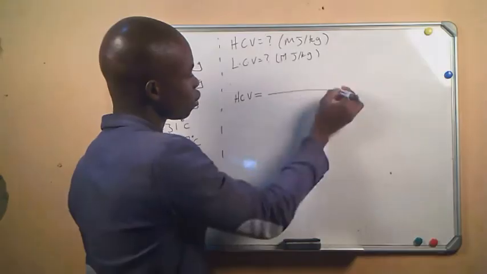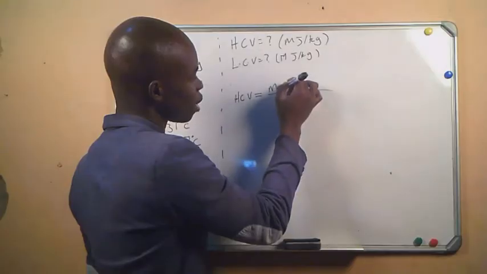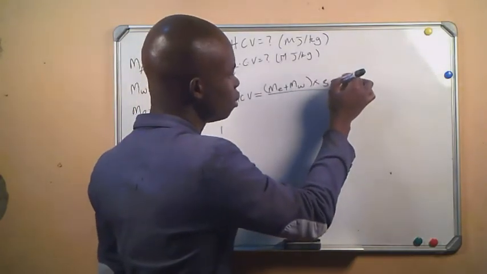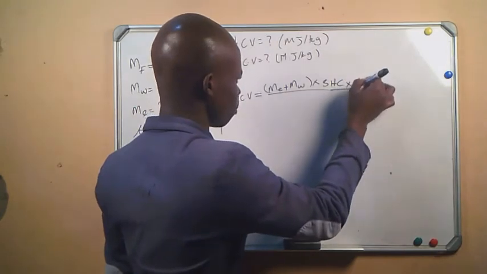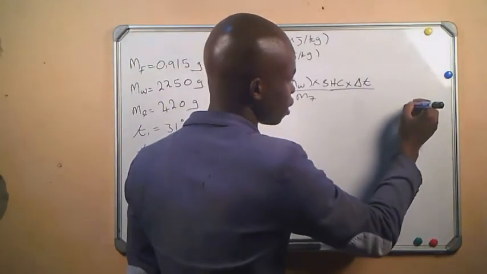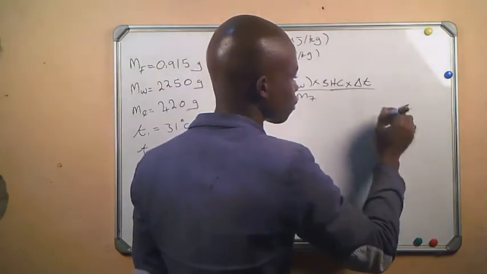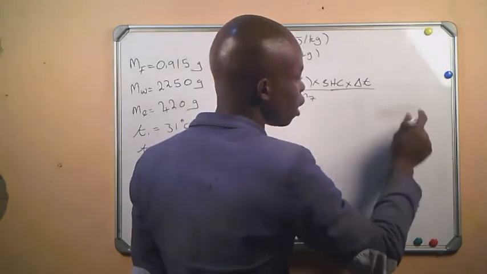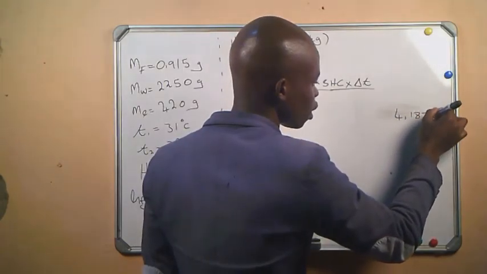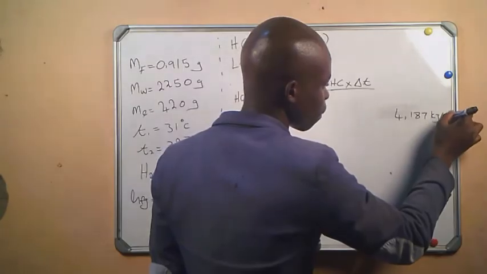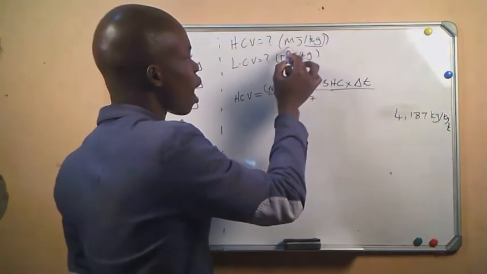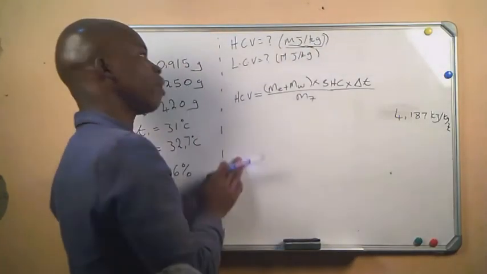HCV equals (ME plus MW) times the specific heat capacity of water times the temperature difference, divided by MF. We know that the specific heat capacity of water is given by 4.187 kilojoules per kg Kelvin. But they said our answer must be in megajoules.